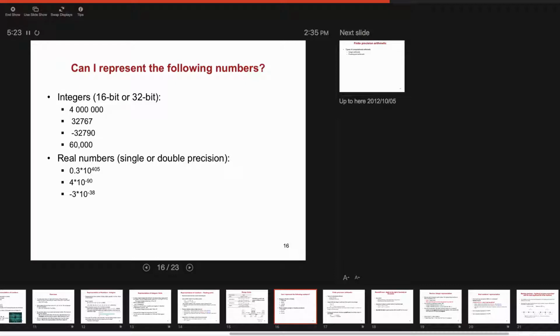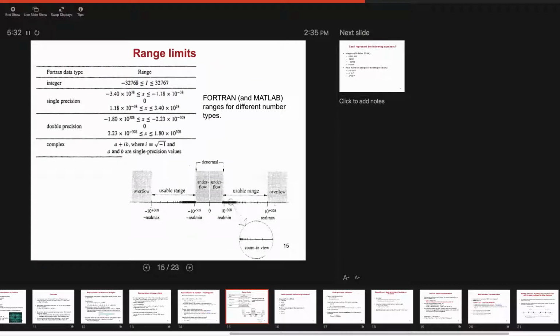Now, if I have a single precision, can I represent the number 4 times 10 to the minus 90? Let's go to the limits. Single precision, what's going to happen? It's going to be an underflow. I'm way smaller than 10 to the minus 38, roughly, that I can actually store. So I'm somewhere between 0 and that 10 to the minus 38 for single precision, and that's probably going to be just mapped to a 0.